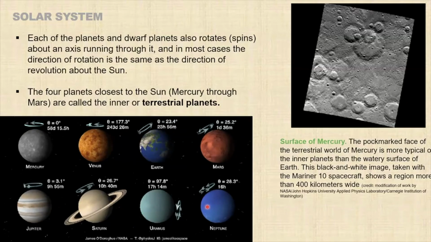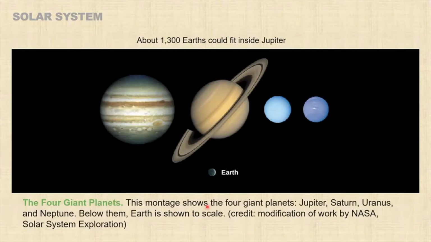So the world out there is full of surprises and interesting facts. We can fit 1,300 Earths inside a Jupiter. That's how massive Jupiter is. And all these four planets, Jupiter, Saturn, Uranus, and Neptune, are called gas giants or four giant planets. They are called gas giants because the majority of the composition of these planets, the outer layer, is hydrogen and helium.